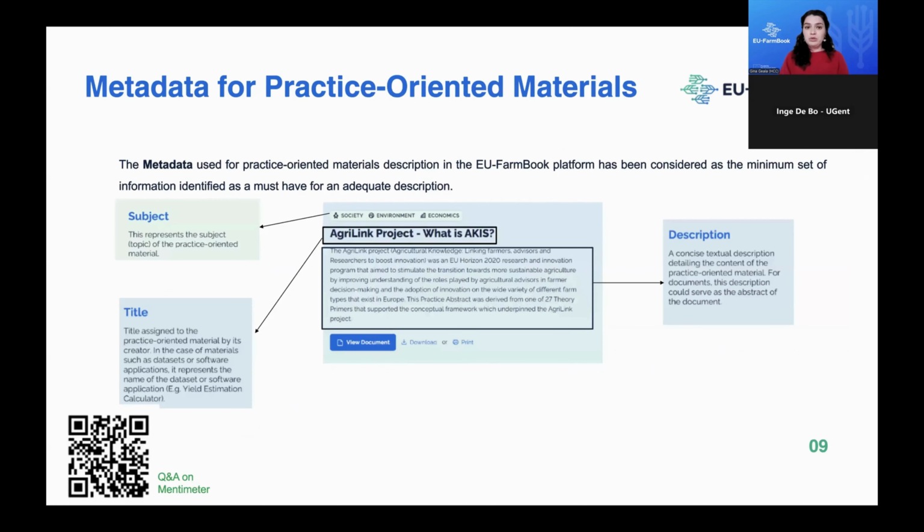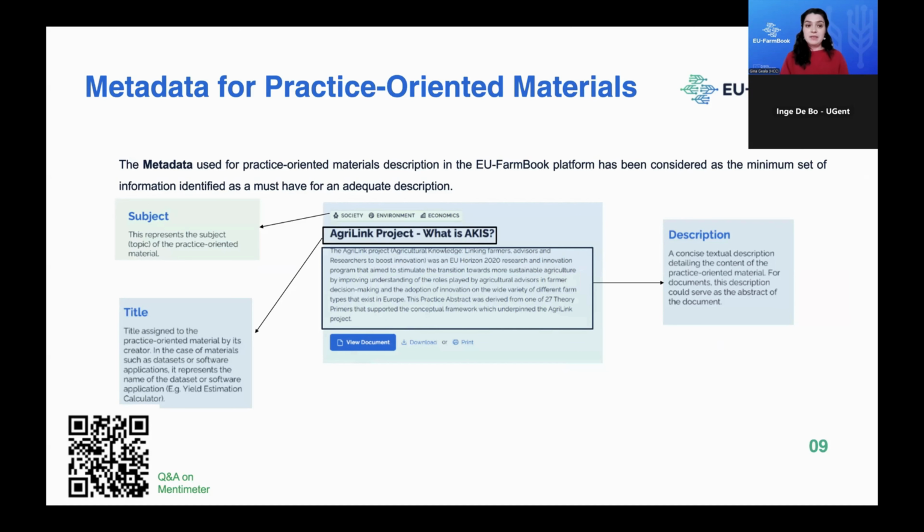Now we will go together into the metadata for practice-oriented materials, and one needs to be added for the knowledge object for the practice-oriented material to have the proper information for our target group. The metadata, this term that sounds like a technical term, is being considered in the EU-FarmBook platform as the minimum information identified as a must-have for an adequate description.